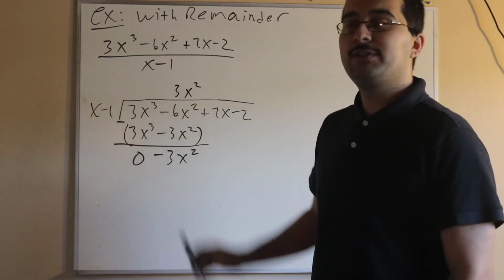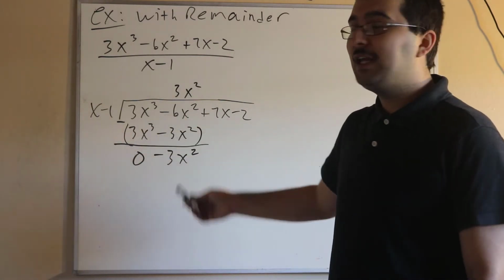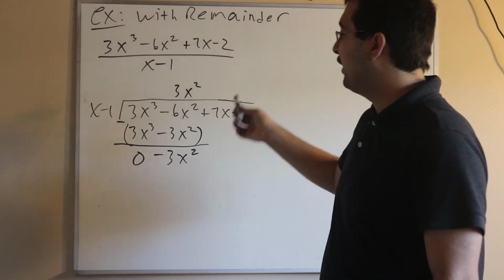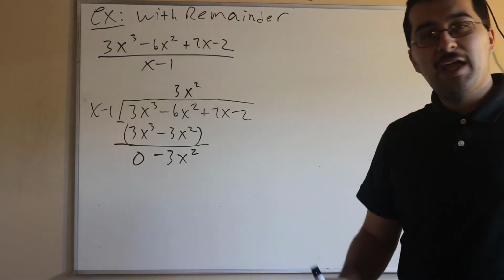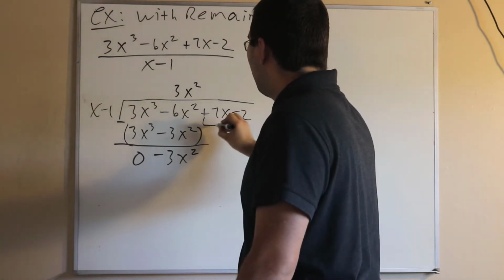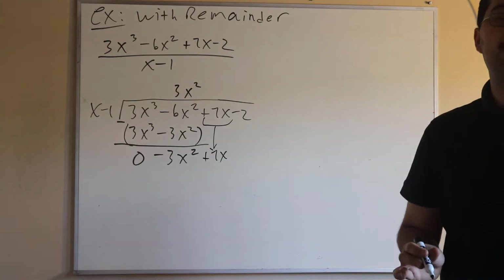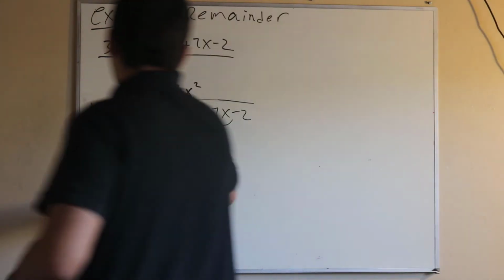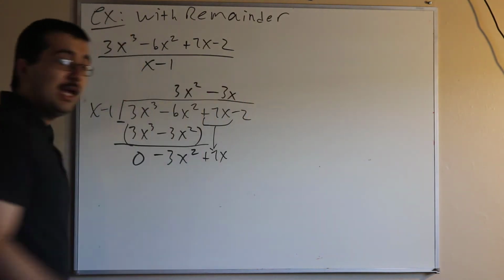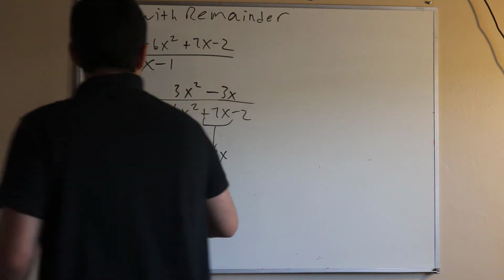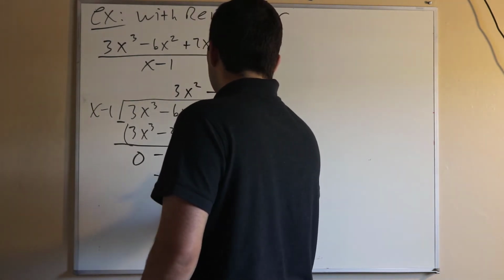3x cubed minus 3x cubed is 0. Minus 6x squared, and since I distributed the negative, it's going to be minus 6x squared plus 3x squared, giving me minus 3x squared. And then I want to bring down the next term, so I'm going to add plus 7x, and I'm just going to repeat the process again. So I want to match minus 3x squared and x, so I need to multiply by a minus 3x. I do my multiplication. I'm going to get a minus 3x squared plus 3x.